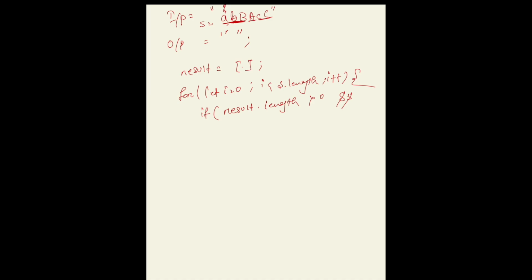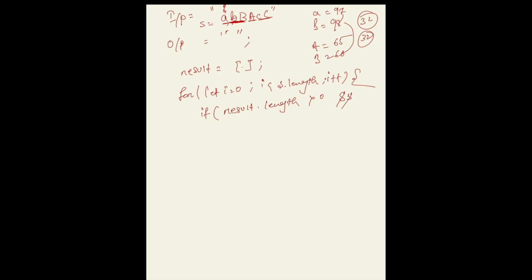How will we check it? In ASCII we know the small b value is 98, the small a value is 97, capital A is 65, and capital B is 66. If we subtract 65 from 97, how much will it be? 32. Same here as well, 32.